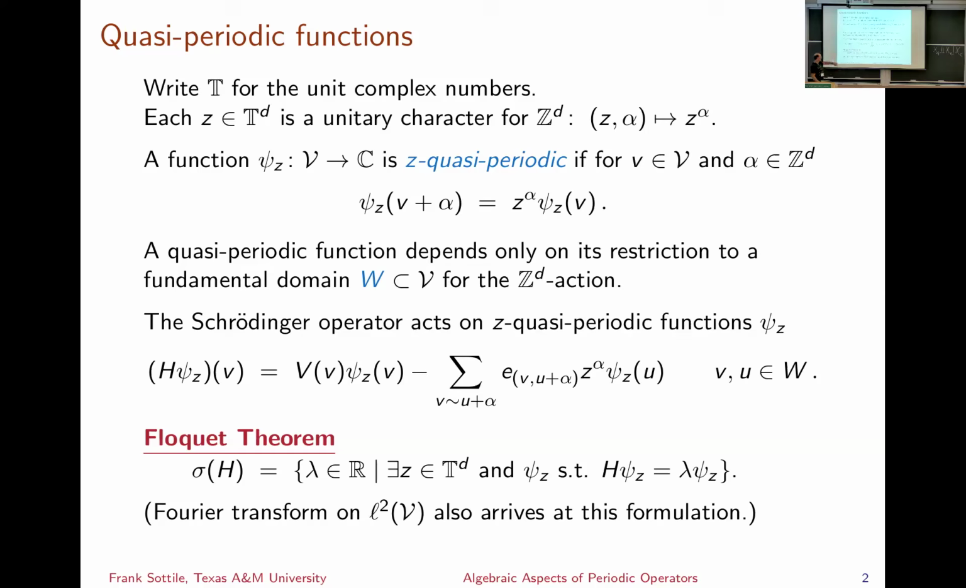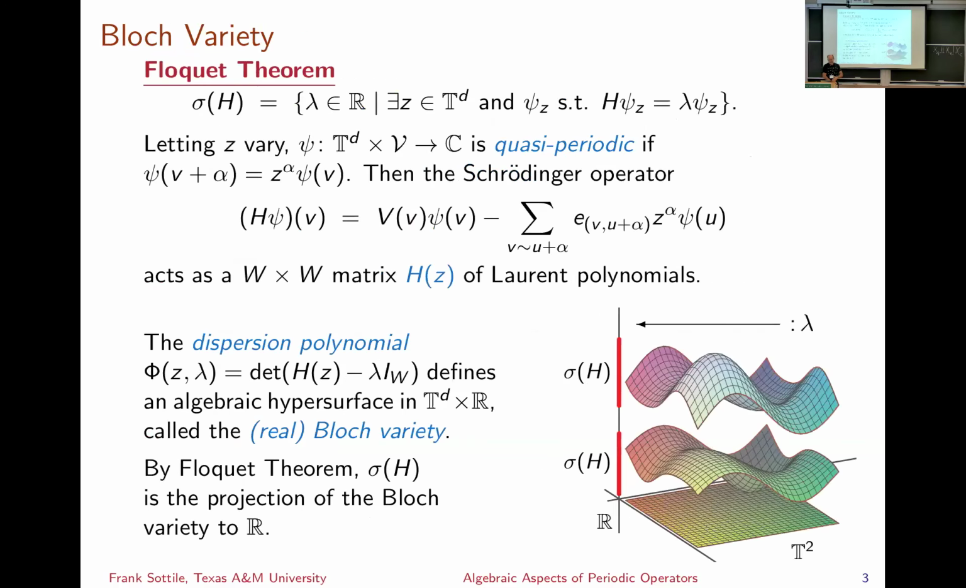Now you can also apply the Fourier transform to L2 on the vertices, and you get this a little more directly, because the Fourier transform is just a change of basis, if you think about it in the right way. Okay, so now let me go back. I'm going to restate the Floquet theorem.